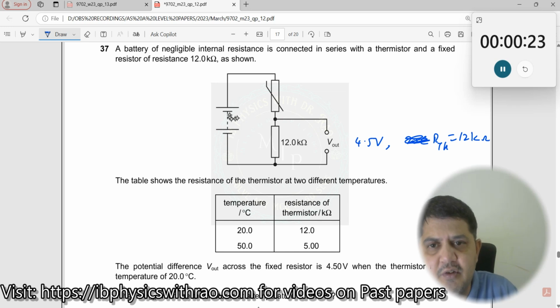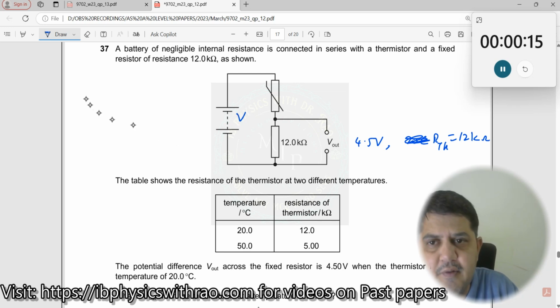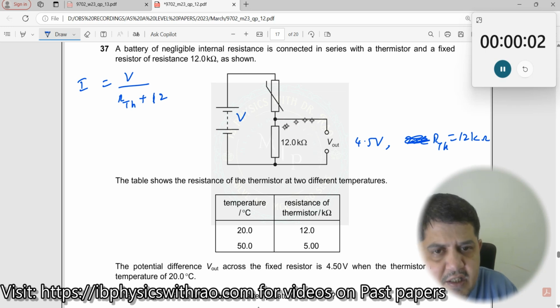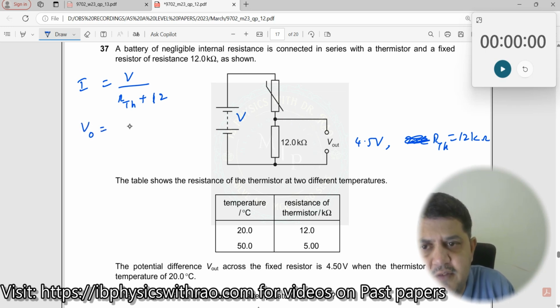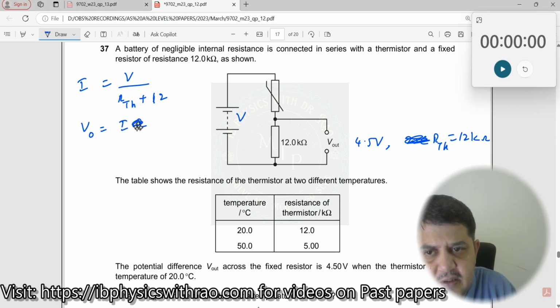Okay, simple. So let the voltage source be V here. We do not know this value, so we will have to find it first. We first write the current. The main current passing through the branch is equal to V divided by RTH plus 12. If you ask me the voltage across the fixed resistor, V out will be equal to I times 12 kilo ohms.